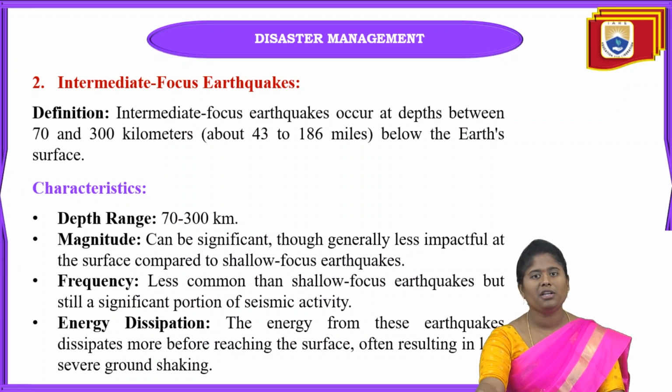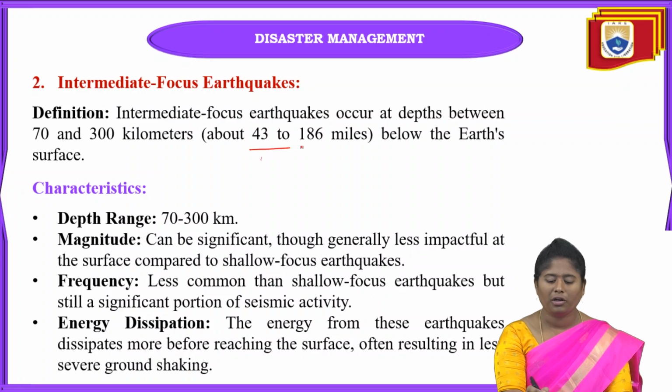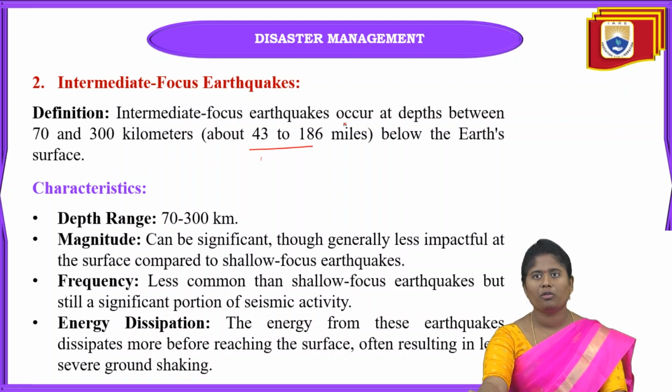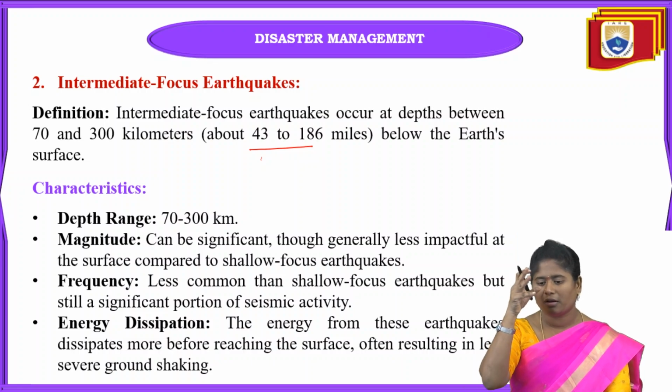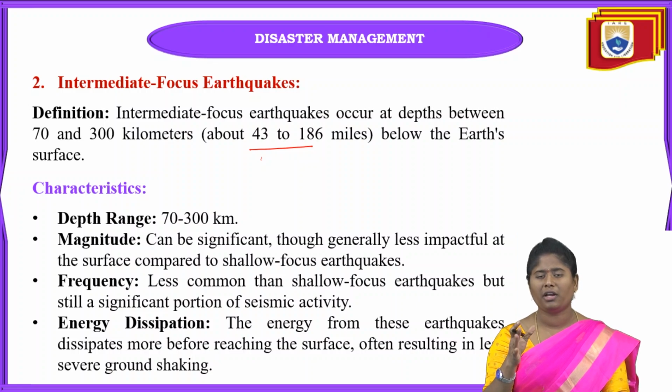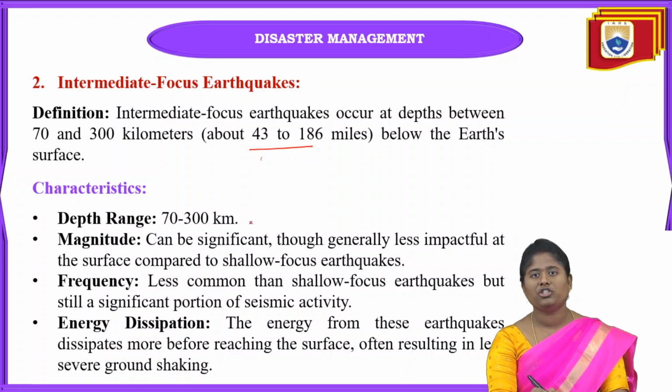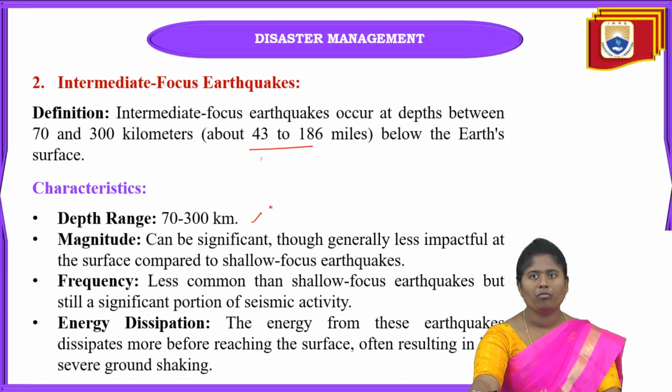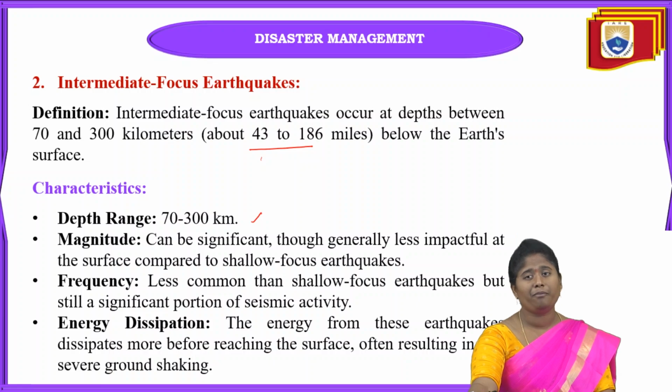In this one, an intermediate focus earthquake occurs at a depth of 70 to 300 kilometers, almost 43 to 186 miles below the earth surface. With this type of earthquake, the cracking of the earth goes from 70 to 300 kilometers. The main characteristics: its depth range is 70 to 300 kilometers, and it has somewhat less impact than the shallow focus earthquake.